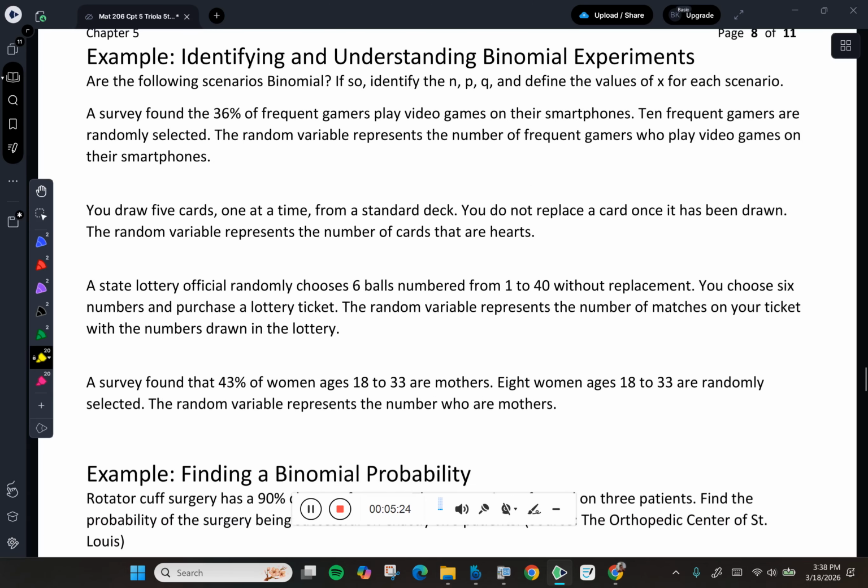Here are some scenarios. Our job is to determine whether these scenarios are binomial. If they are, find the n, the p, the q, and talk about what x could be. All right, so we'll read the first one together. A survey found that 36% of frequent gamers play video games on their phone. 10 frequent gamers are randomly selected. The random variable represents the number of frequent gamers who play video games on their smartphones.